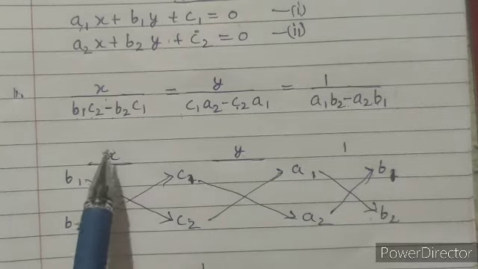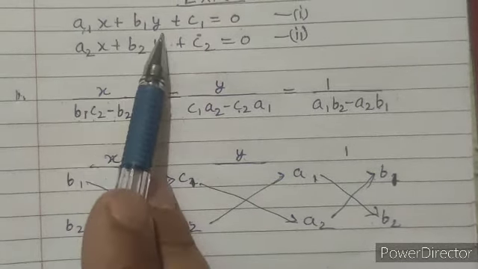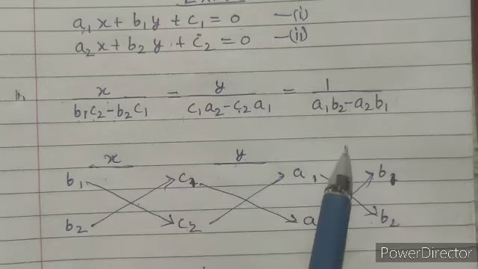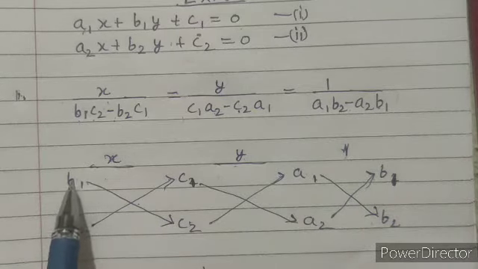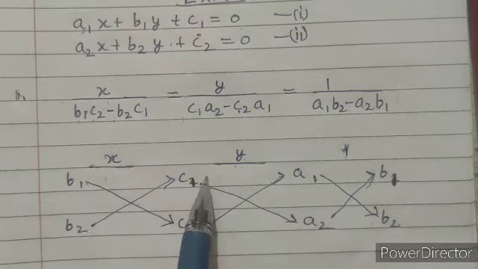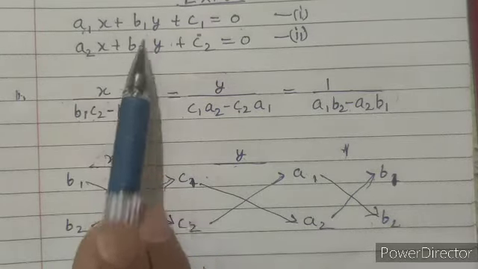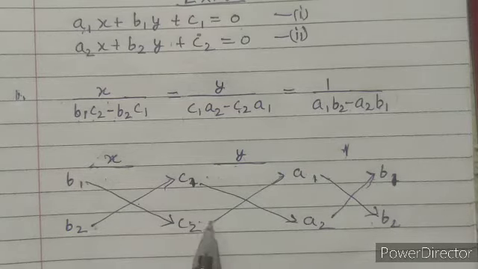which is drawn here. That means first of all we will write the variables. The variables are x and y. Now x, y, and we will take 1 in place of the constant. Now we will start with b1 c1 a1 b1. This will be our first row. Now b2 c2 a2 b2 will be the second row.